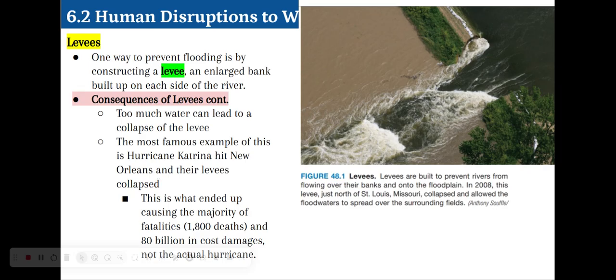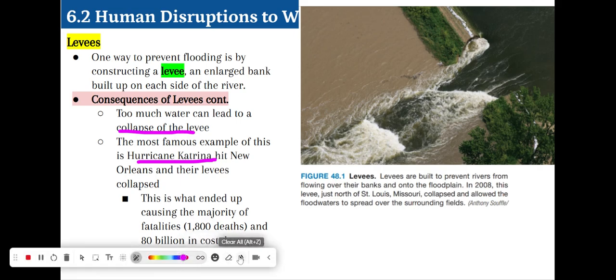Now, unfortunately, when you have a buildup of too much water, it can cause the levee to collapse, and the most famous example of this was Hurricane Katrina. It's a common misconception that the actual hurricane was causing the fatalities. That's true to an extent, but what essentially happened was the water built up so much that it caused the levees to collapse, resulting in massive and catastrophic flooding. So this is what ended up causing the majority of the fatalities and $80 billion in damages, not the actual hurricane.